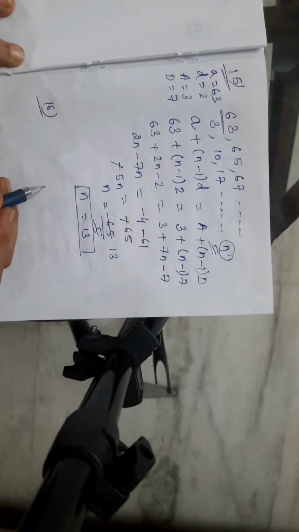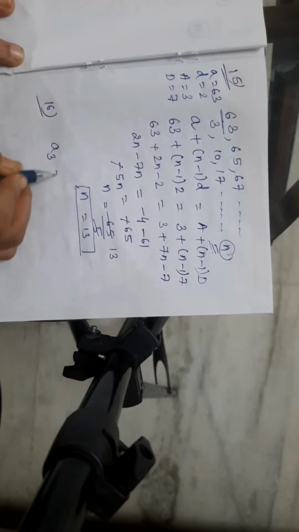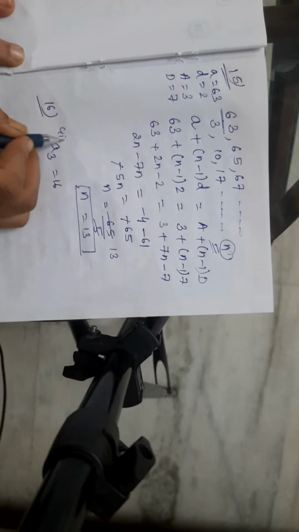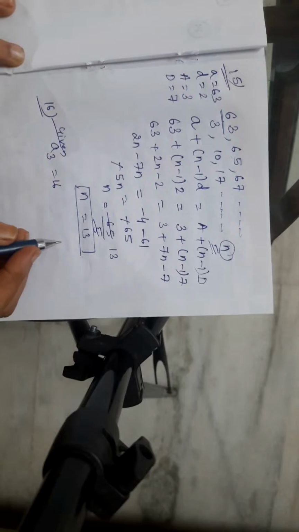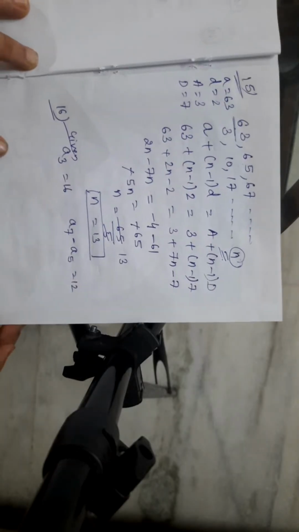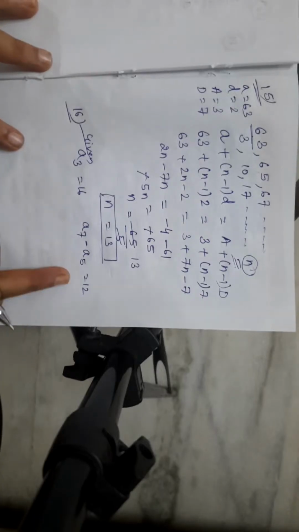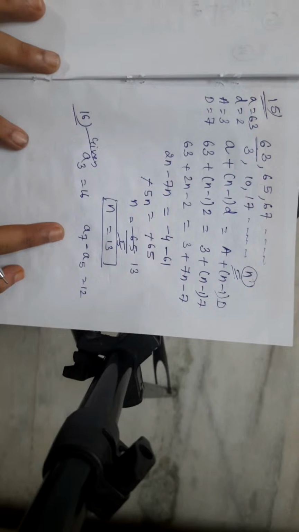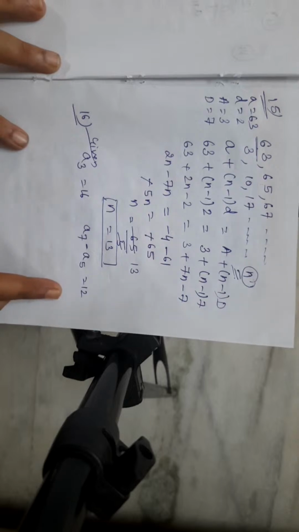So here third term is given 16. So A3 is given 16. This is the given part. Next is given seventh term exceeds fifth term. So A7 minus A5 is 12. If you remember, we already did this kind of question where the difference between two terms was given. So here A7 minus A5 is 12.